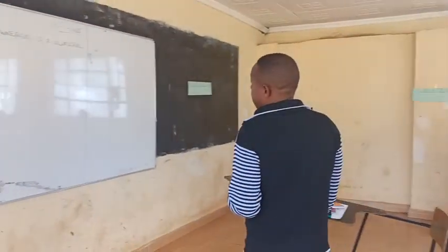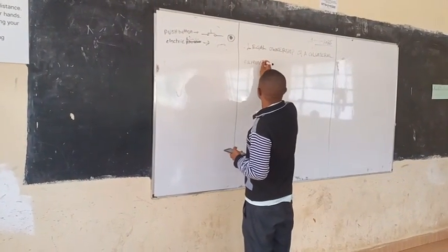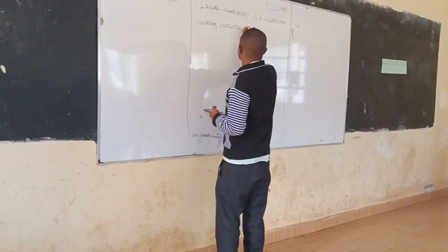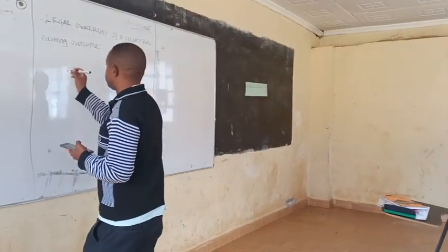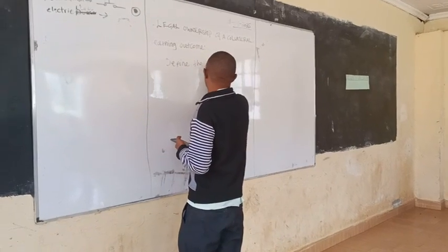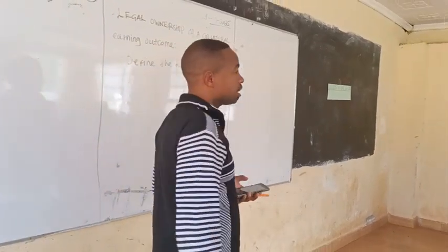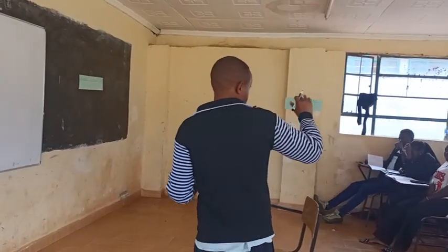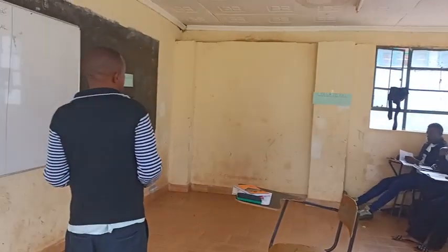Okay? So the learning outcomes that you are expected to achieve at the end of this session. First, I want you to be able to define the key terms used. The first term that we are going to define, as you can see on the various posters I have placed, is collateral.